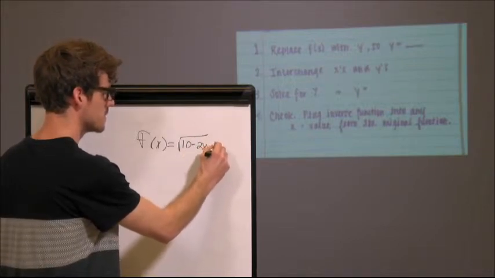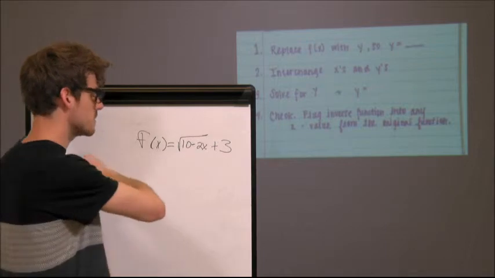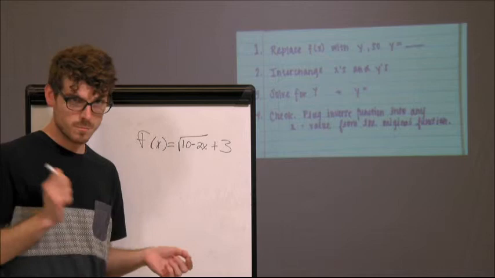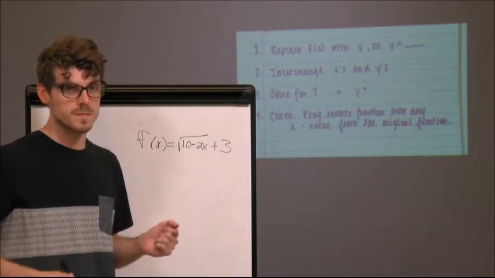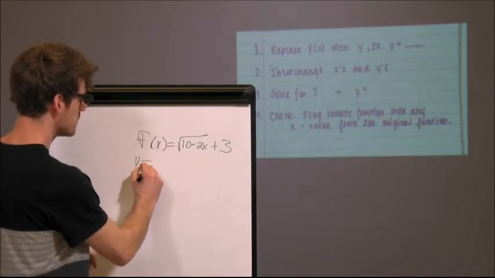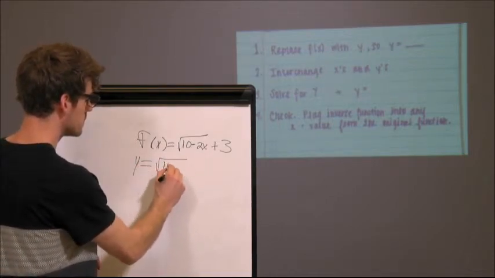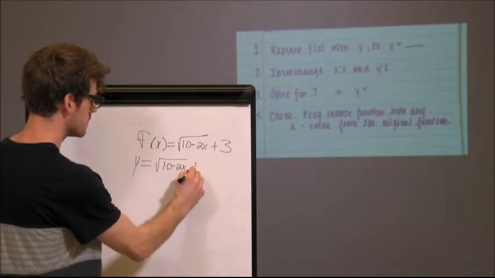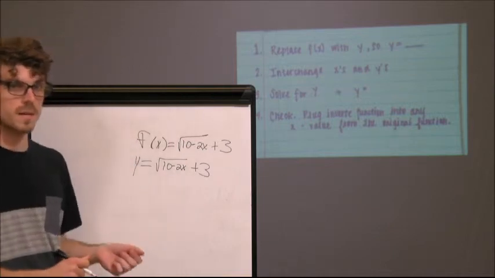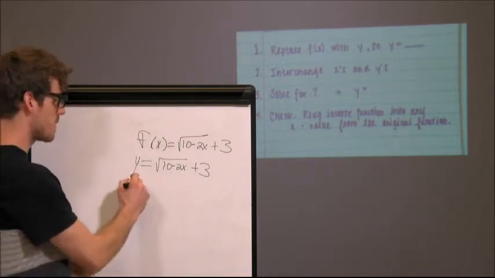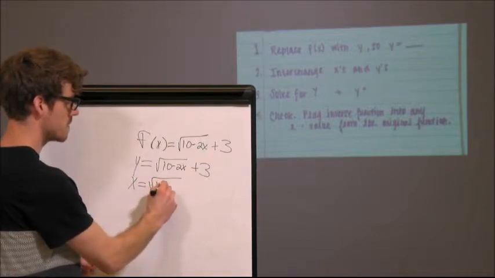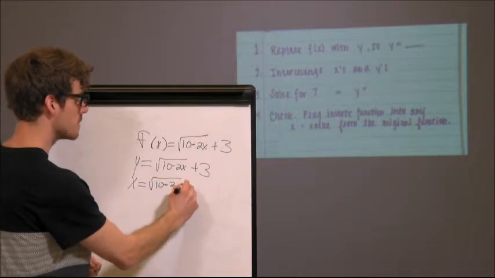f(x) equals the square root of 10 minus 2x, plus 3. As we had just mentioned earlier, the first thing that you want to do is change f(x) into y. And then the second thing that we move on to is going to be swapping the x and y values. So then we have x equals the square root of 10 minus 2y, plus 3.